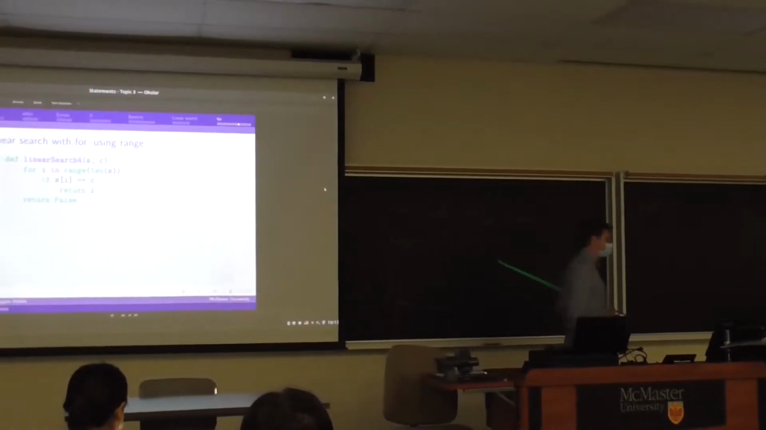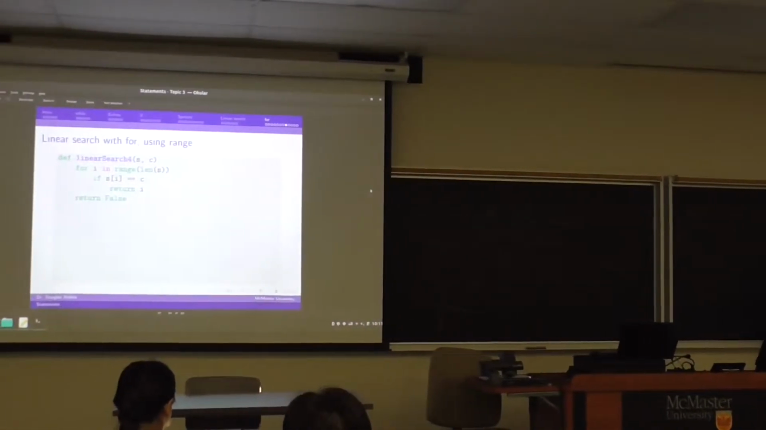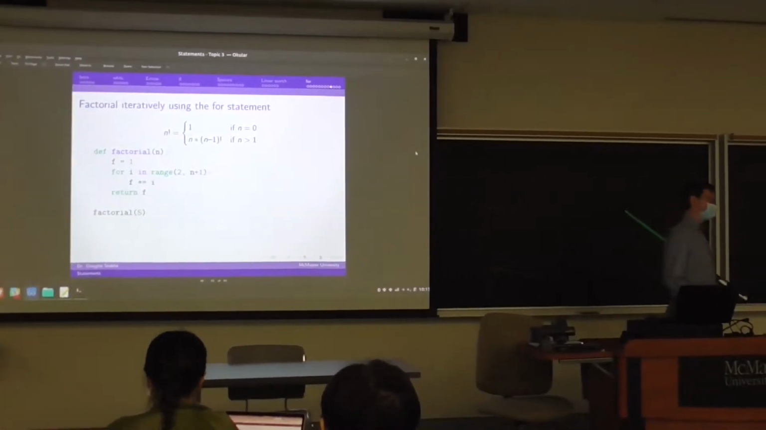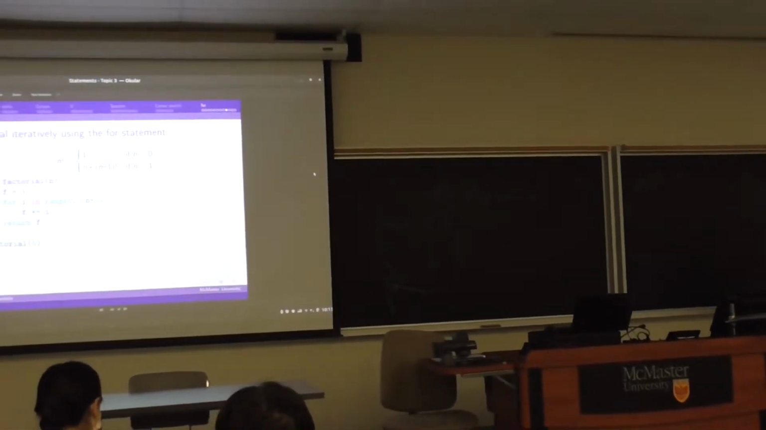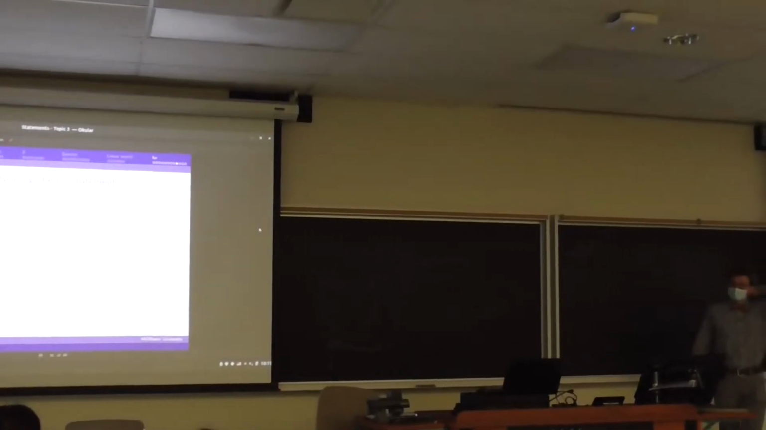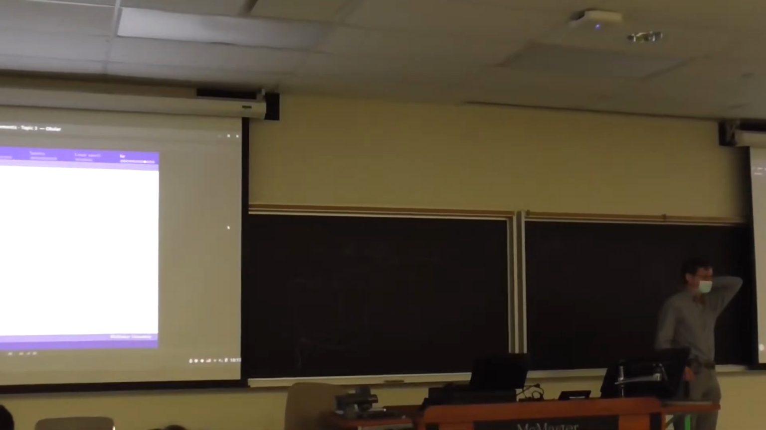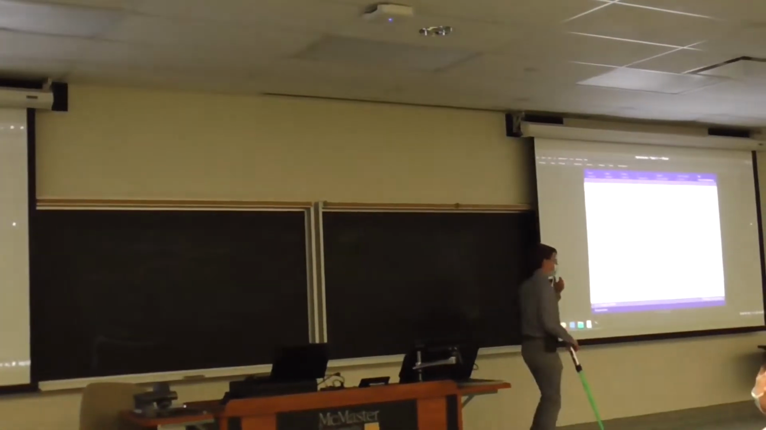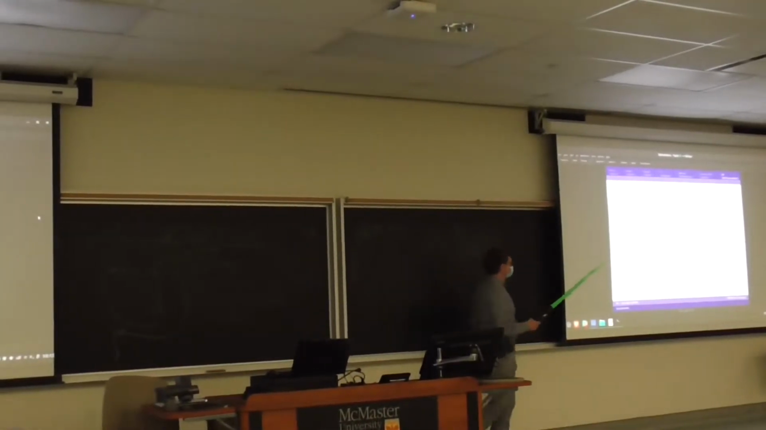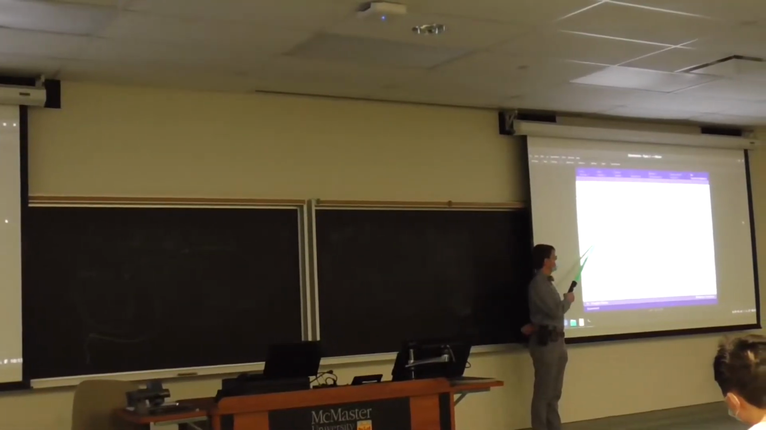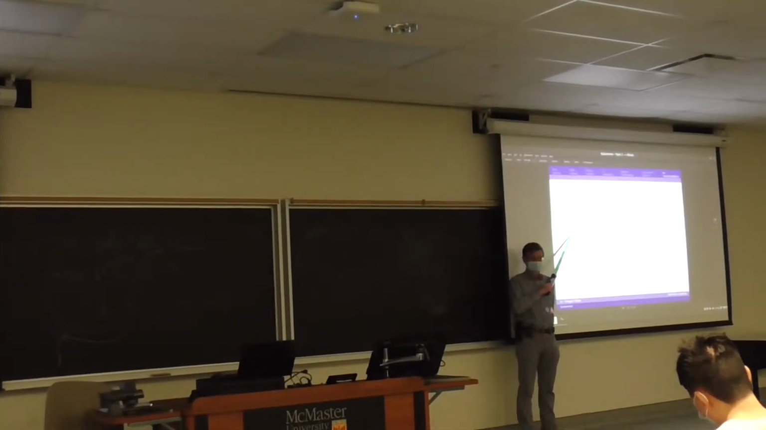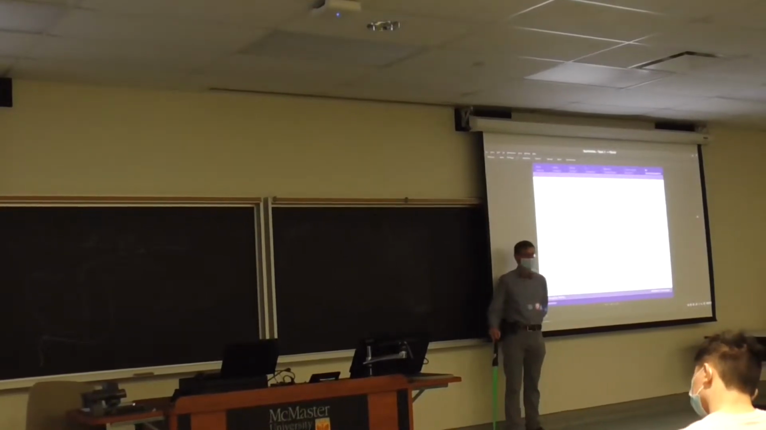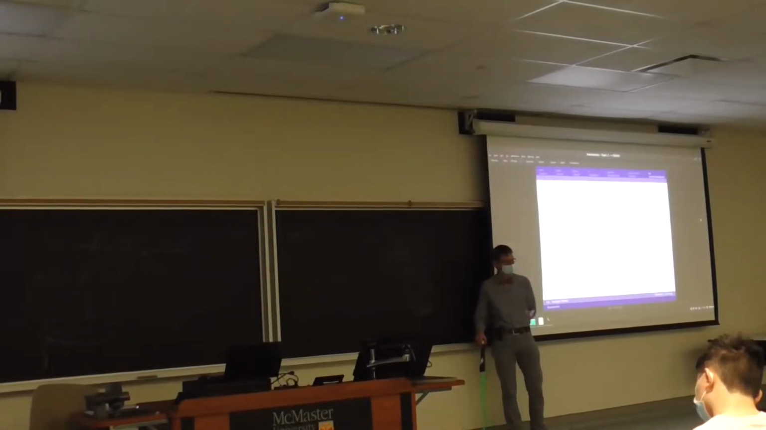So, linear search using for looping, which is something we already talked about. Factorial iteratively using a for loop. So you guys, I hope, remember the factorial function from last time. We'll be talking about it in a bit. Don't forget it, because we'll be talking about it next week as well when we talk about recursion. Rather than using a while loop, what you can do is generate a range from 2 to 1 minus n plus 1, which of course comes out to n.